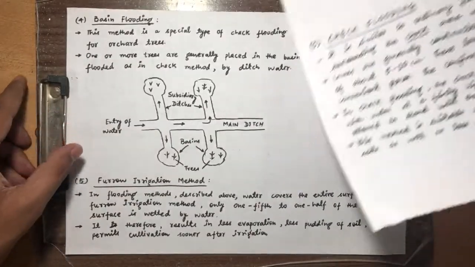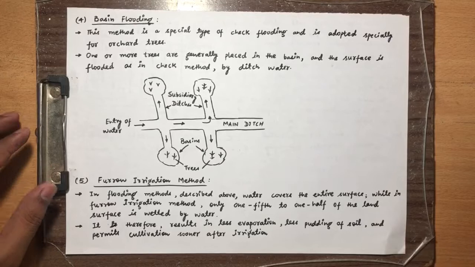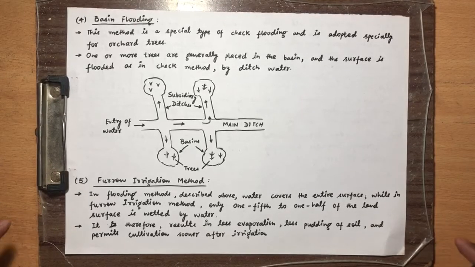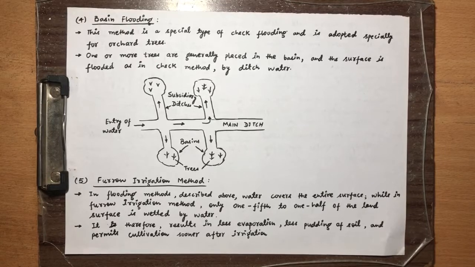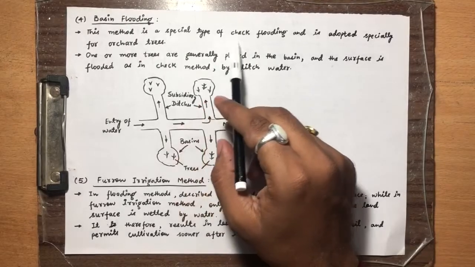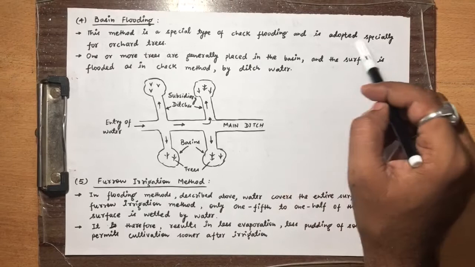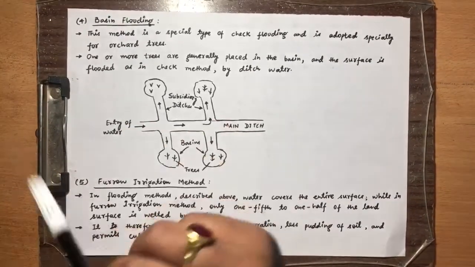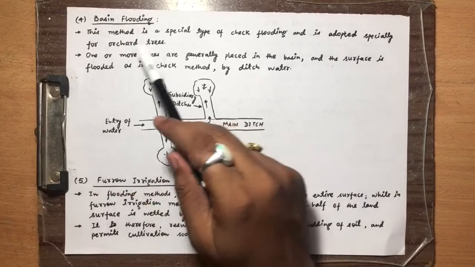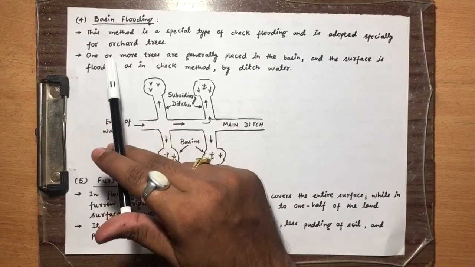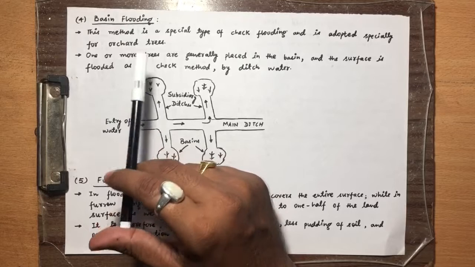So this was all about check flooding. Now comes the fourth technique, which is basin flooding. This method is a special type of check flooding and is adopted specially for orchard trees. This is the next homework: you have to tell me what orchard trees means.